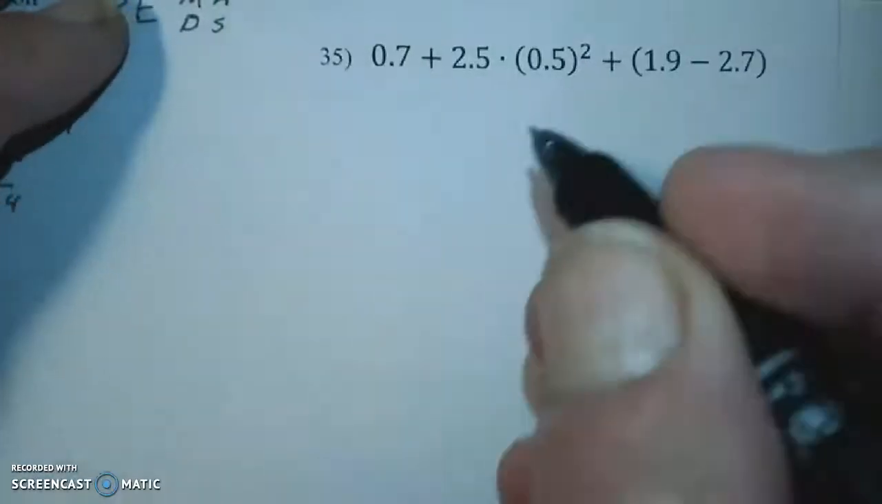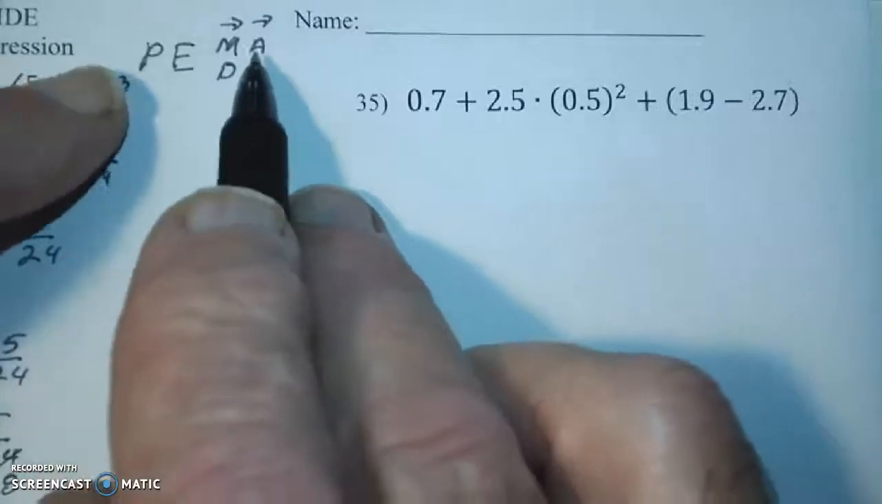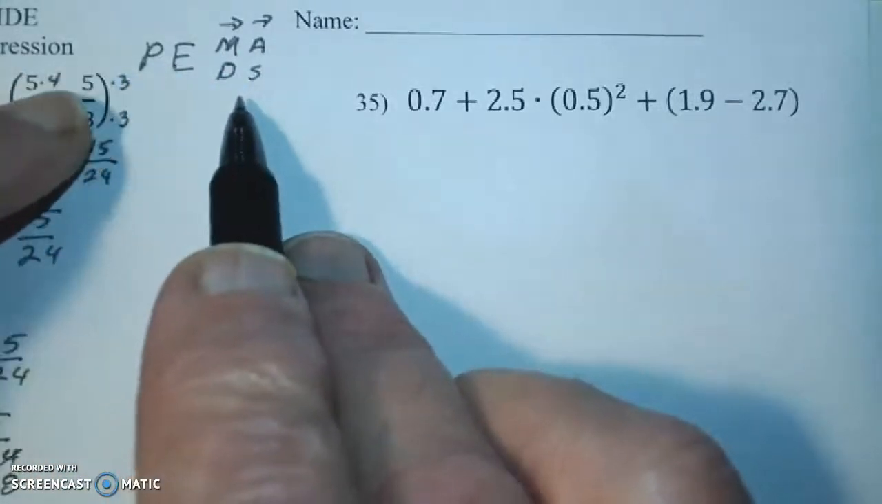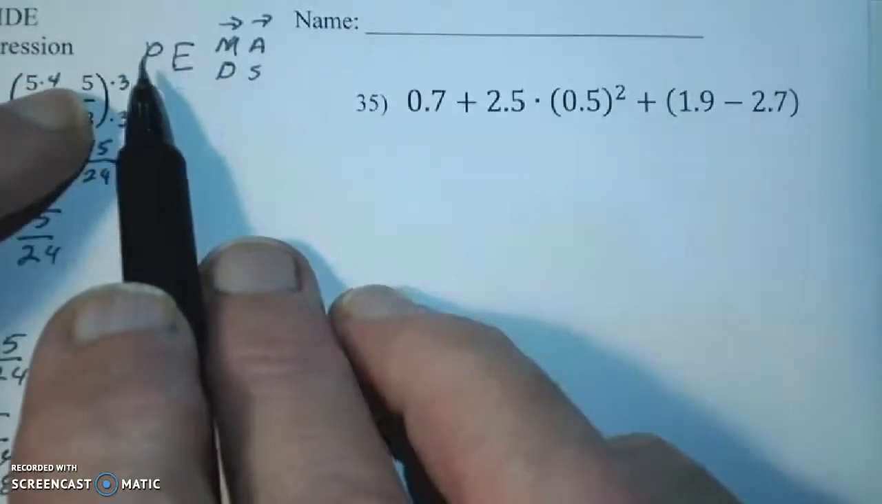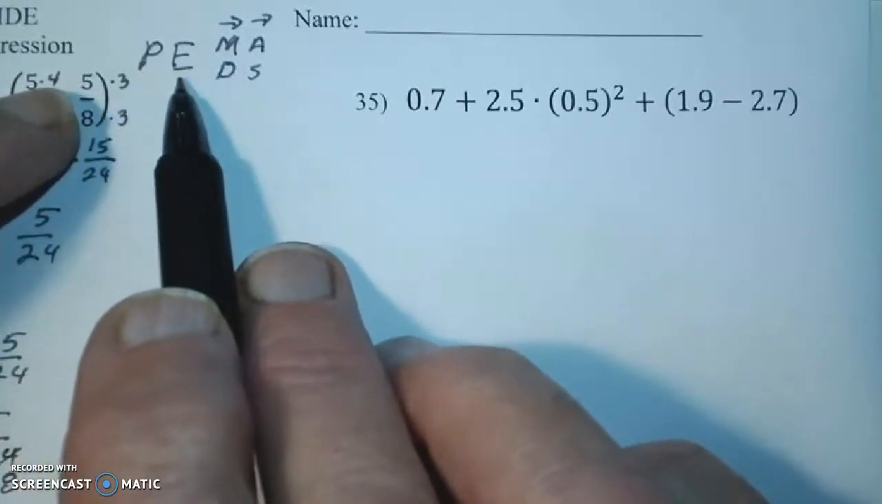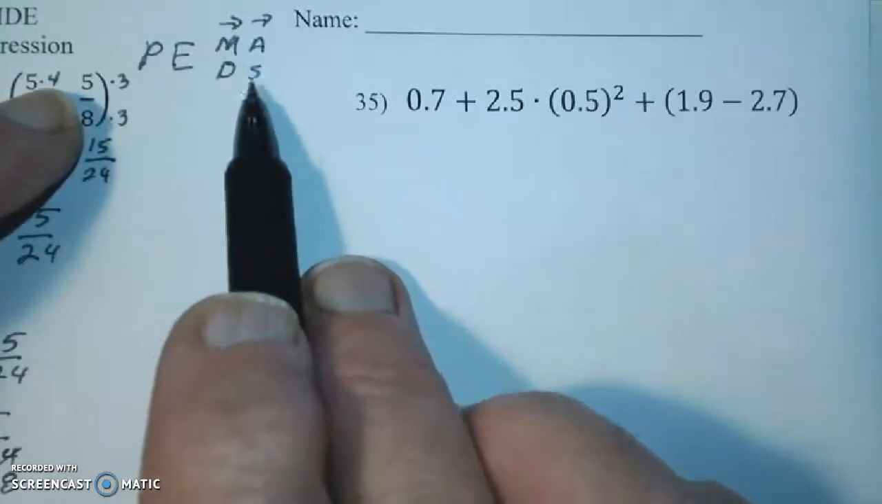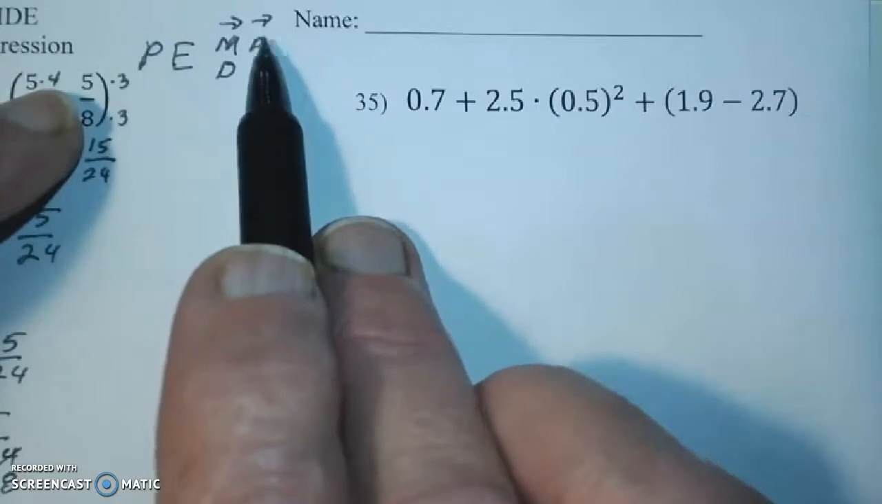Okay, question number 35. Again, order of operations. I would urge you to write down your order of operations at the top of your paper so that you're remembering you're going to do what's inside parentheses first, exponents next, multiplying and dividing from left to right, and then adding and subtracting, again, from left to right.